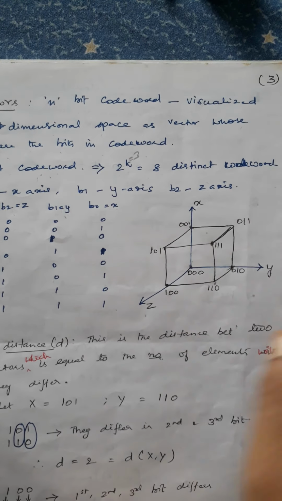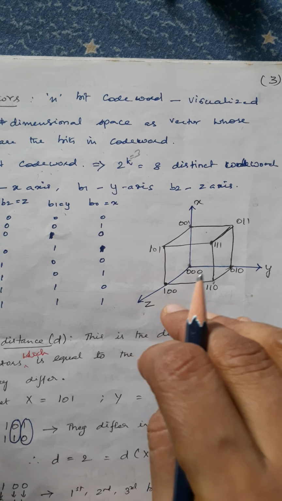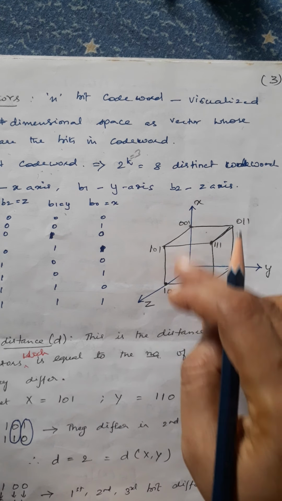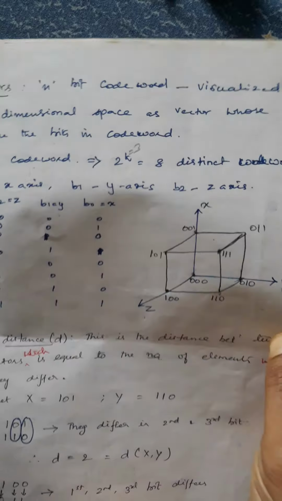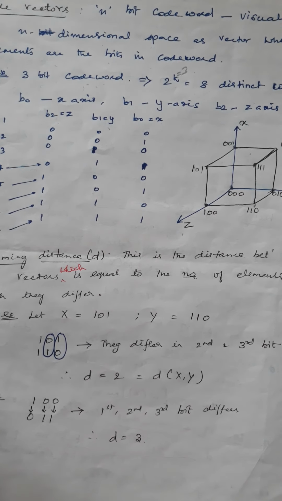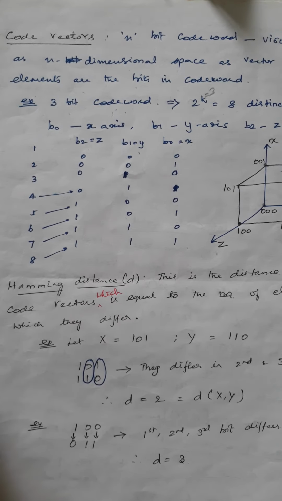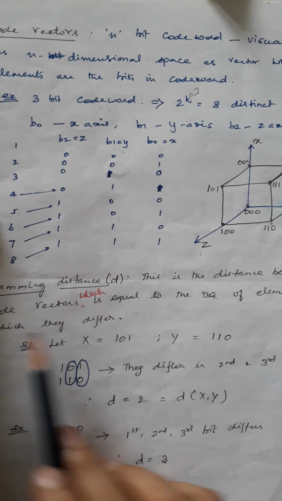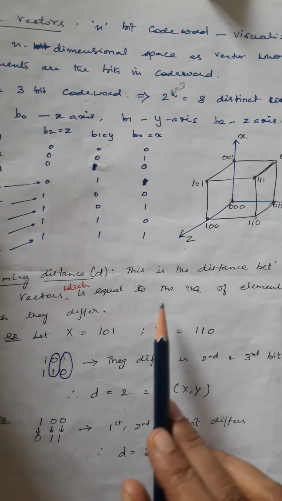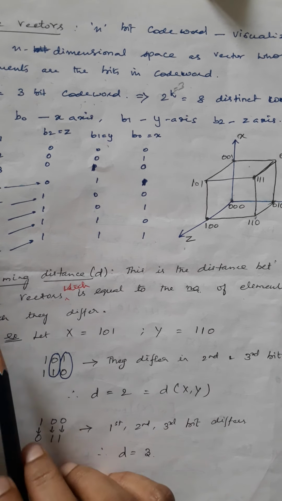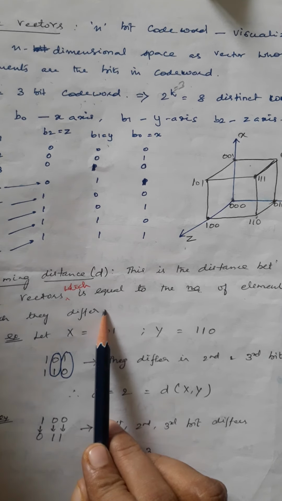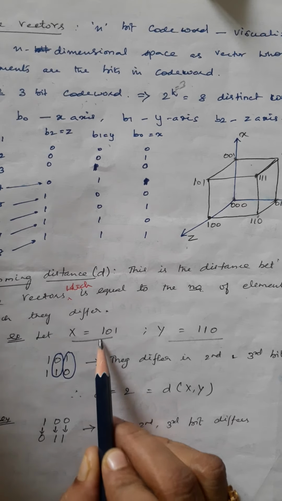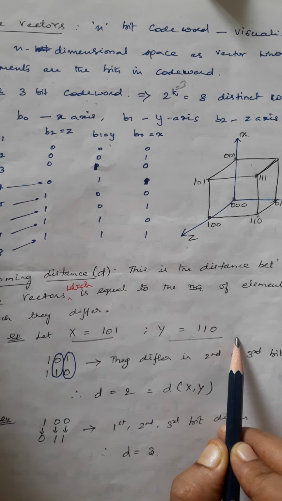Okay. So this is how you represent the n-dimensional space, which is called a code vector, which refers to the dimension as well as the direction of the code word. Next is a very important parameter called the Hamming distance. This is the distance between two code vectors, which is equal to the number of elements in which they differ.